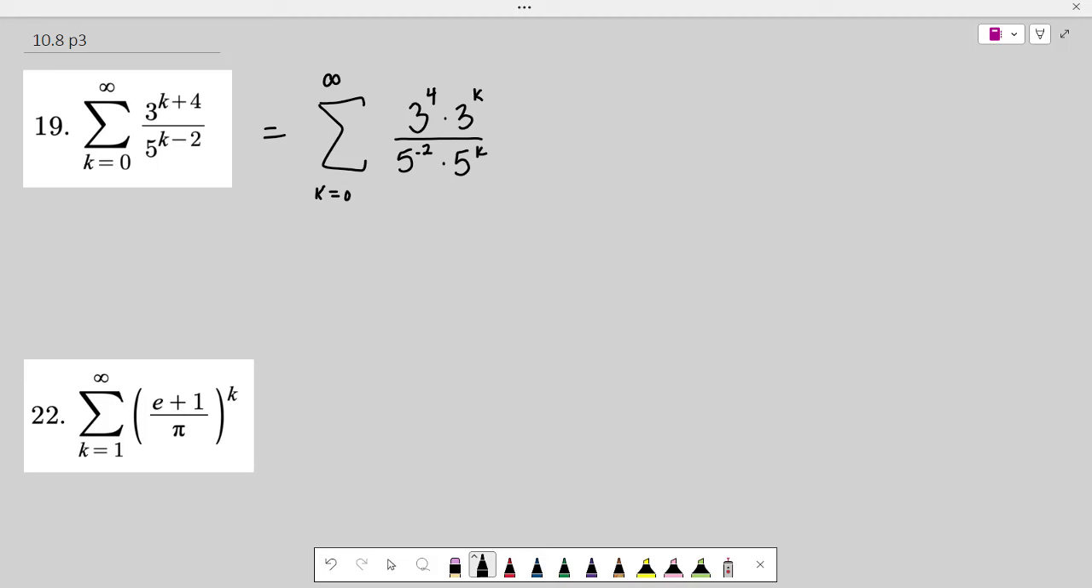Okay, constants come to the front. So 3 to the 4th is 81. We're going to have 81. 5 to the negative 2 is a 25th, but then you flip it, so you're going to get 81 times 25. And then I want to write this as a geometric series.